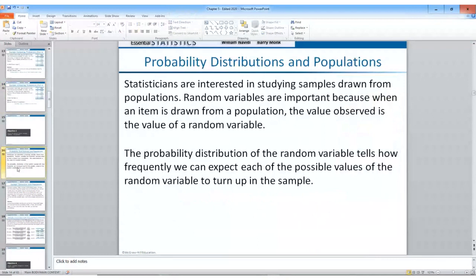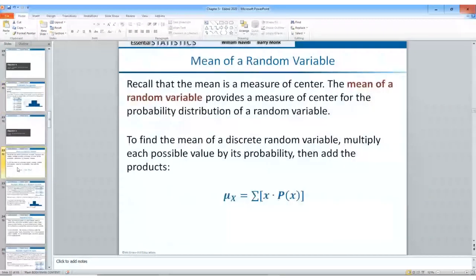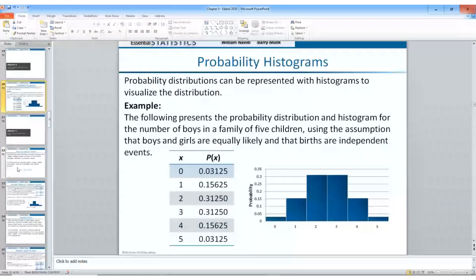All right, and as I said, and I've tried to harp on this when we were in chapter 3 and chapter 4, relative frequency, proportion, and probability are all the same thing. So therefore, you can take a probability distribution and create a histogram with it. And this is what it would look like. The only thing that's different is the vertical axis is probability. It's measured as probability.